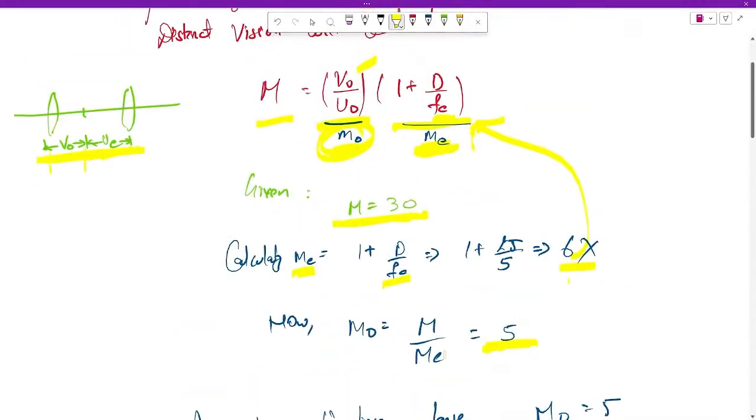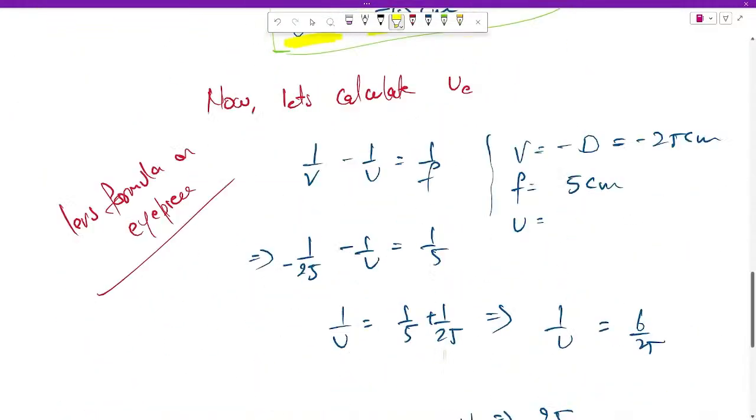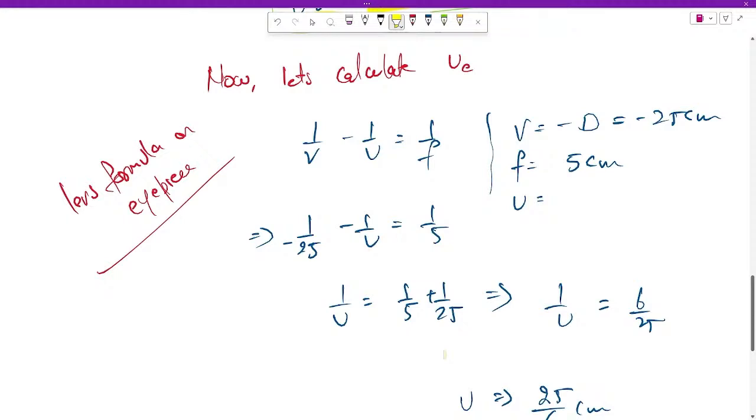We also know that we have to find out the value of VO and UE. So the only unknown quantity is the object distance from the eyepiece. We have the value of VO, that is 7.5 centimeter. Now let us find out the value of UE. For finding UE, we will use the lens equation for the eyepiece. The data given is that the final image will be at minus D under normal adjustment, so it would be equal to minus 25 centimeter, and the focal length is given, that is 5 centimeter.